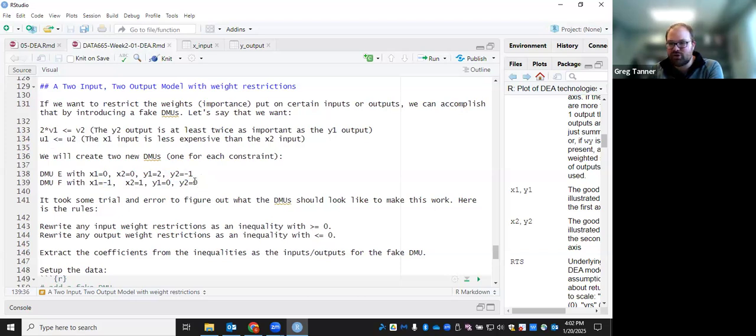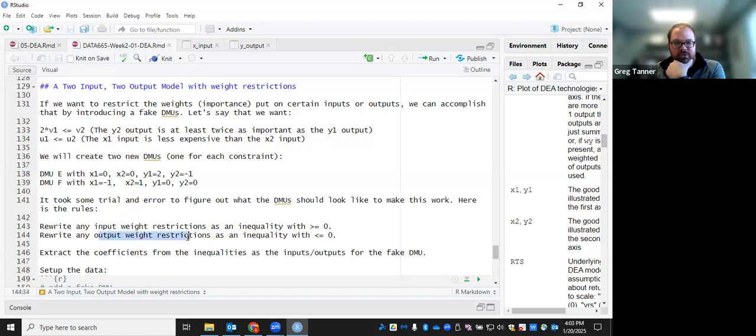Okay, it took a little bit of trial and error, but here's a rule of thumb you can follow to convert your inequalities into fake DMUs: rewrite any input restrictions as an inequality with greater than or equal to 0. So this input inequality, we'd want to rewrite as greater than or equal to 0. So subtract the u1 over this side, and you have u2 minus u1 is greater than or equal to 0. And then we can extract the coefficients of 1 for u2 and -1 for u1. And so that's where we get this -1 and +1.